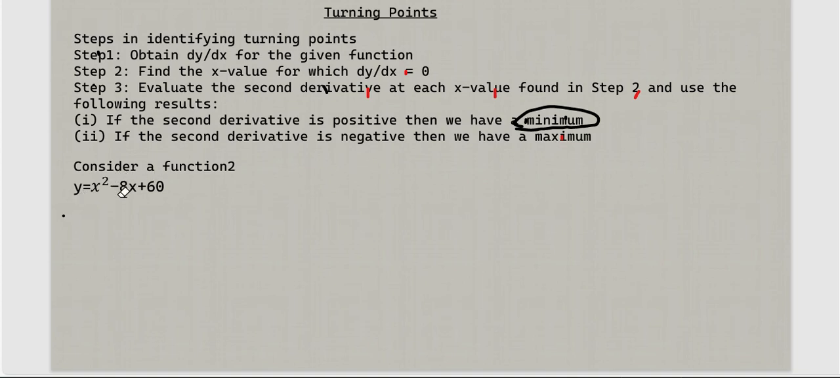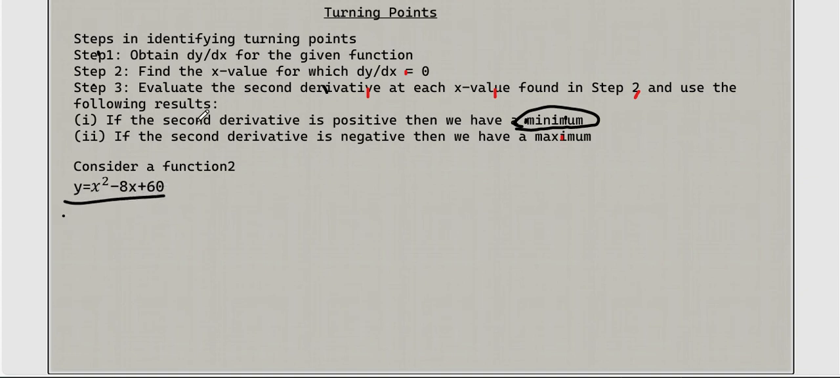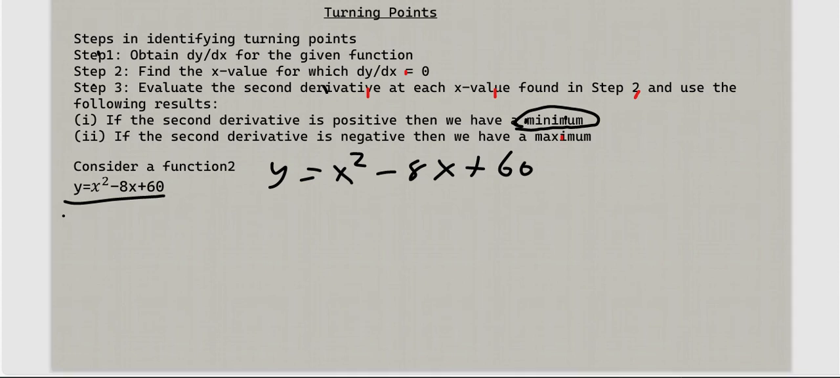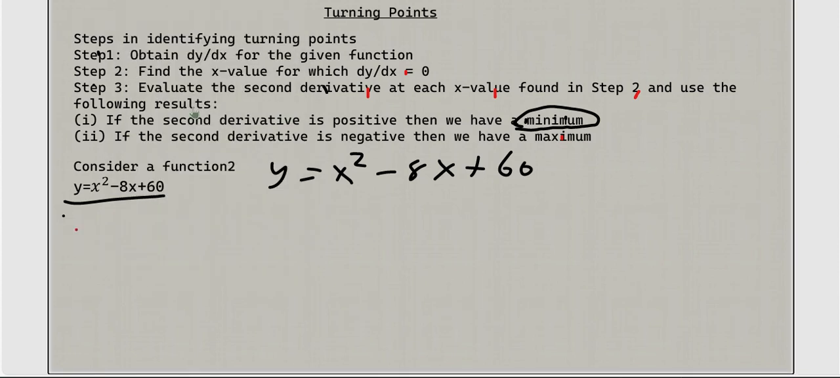Now consider this function. There's a good function right here. You're told, is it a maxima or a minima curve? Again, you follow those steps right there. So y equals x squared minus 8x plus 60. The first thing again, get dy by dx. So dy by dx equals 2x minus 8. So this becomes your first derivative.